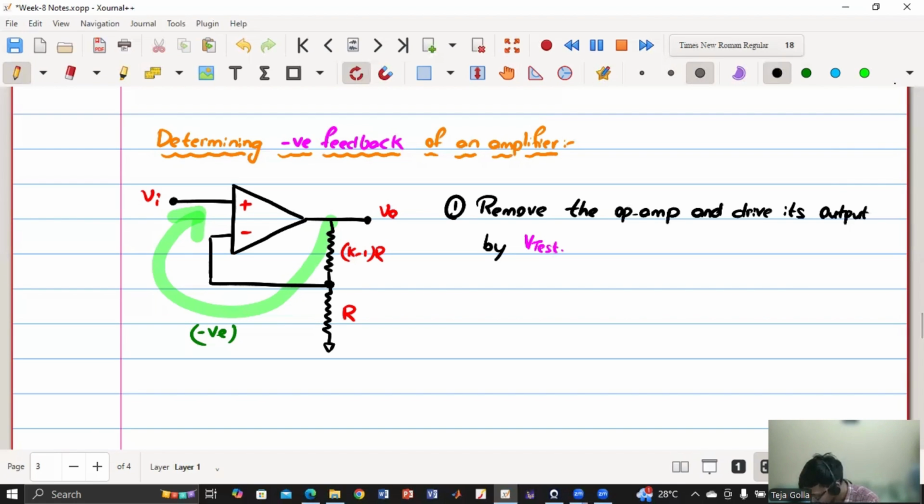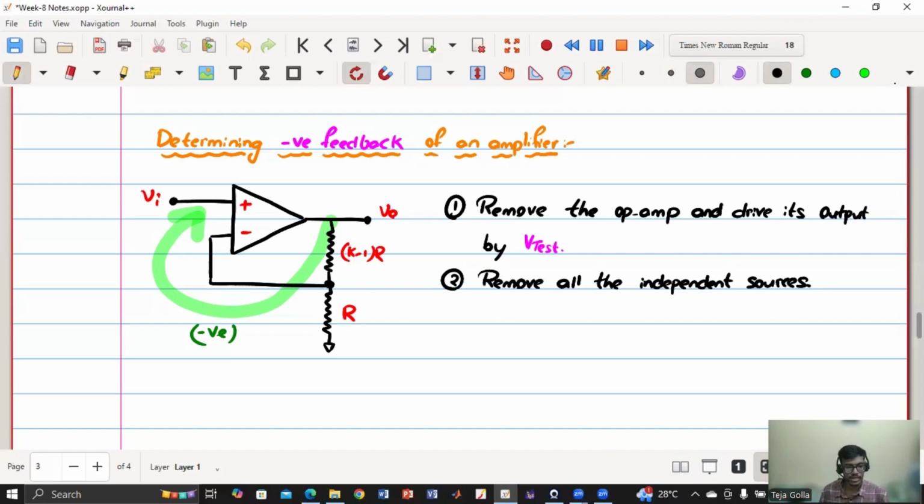Next, we'll remove all the independent sources. If there is any source here, VI is there, right? VI is the independent source because it is supplying some voltage, so we have to make it short circuit. We'll remove all the independent sources, it could be a voltage source or a current source, we are not sure.